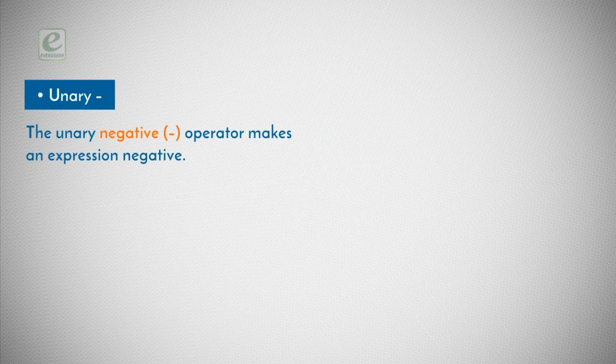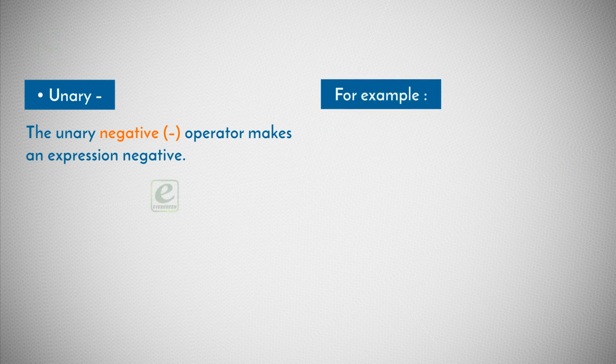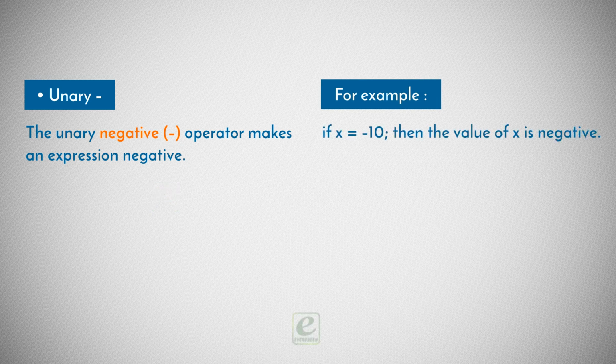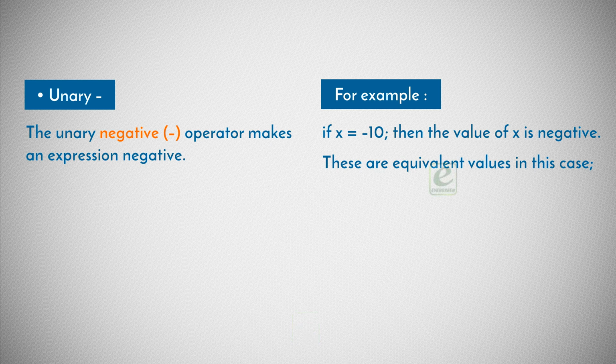Unary negative. The unary negative operator makes an expression negative. For example, if x = -10; then the value of x is negative. These are equivalent values in this case: x = -10; -x = 10.